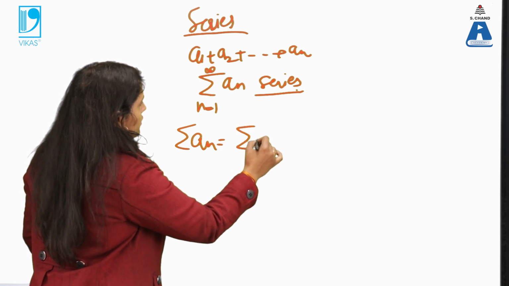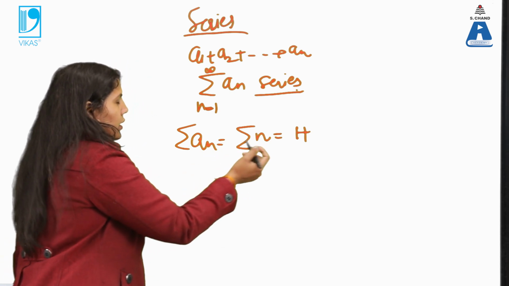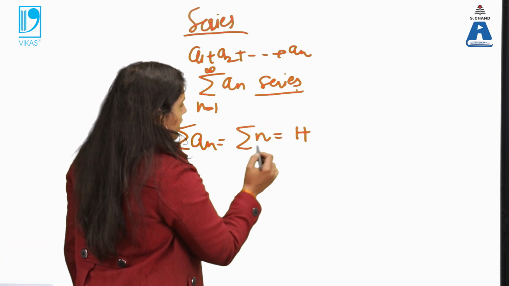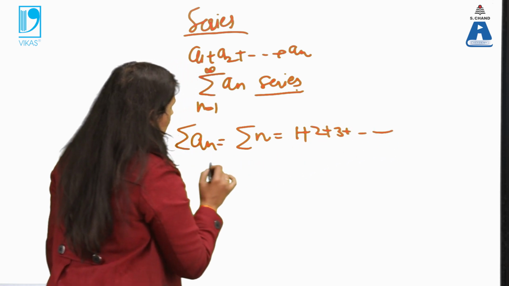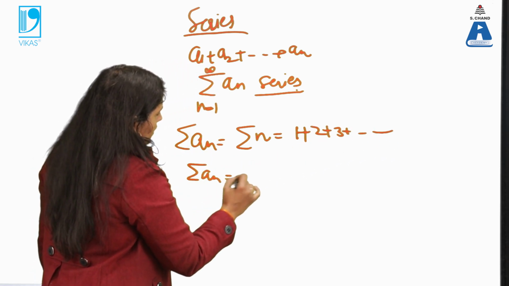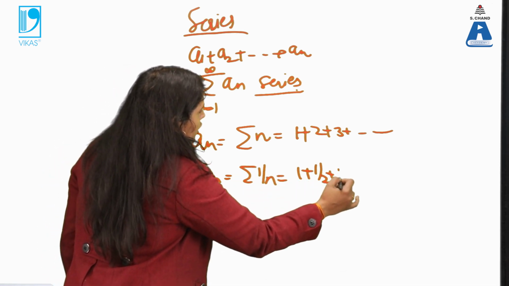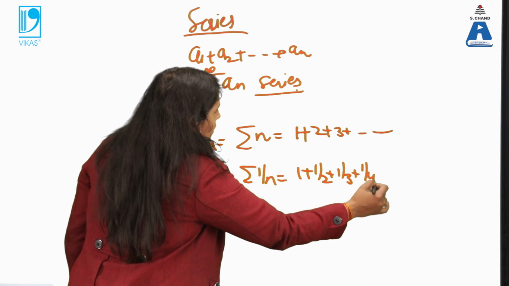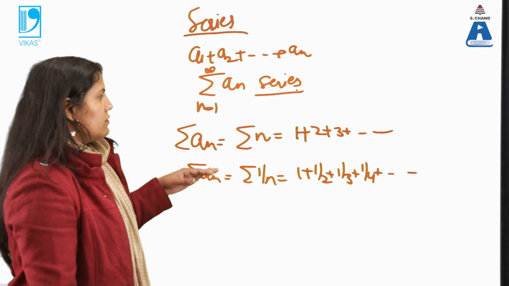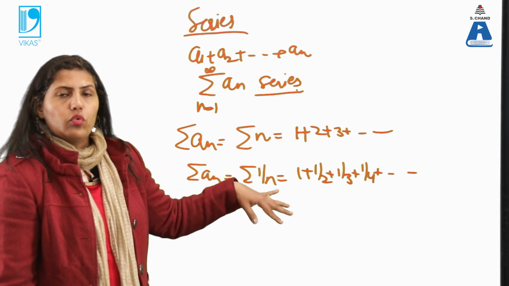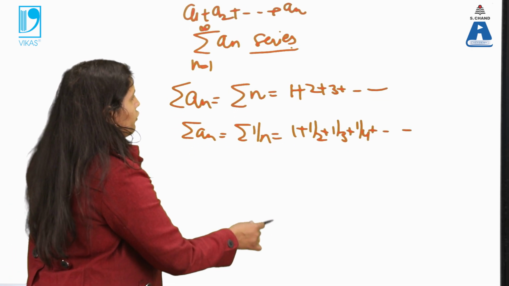Examples we can take, as we took in sequence also. Suppose this is my series: 1 plus 2 plus 3 and so on. This time I will not put a comma, I'll keep writing the plus sign, because this is summation. If my sequence is summation 1 by n, my series will look like this. The way you were checking sequence convergence, the same way you can find series convergence. For series, we have some standard formulas.